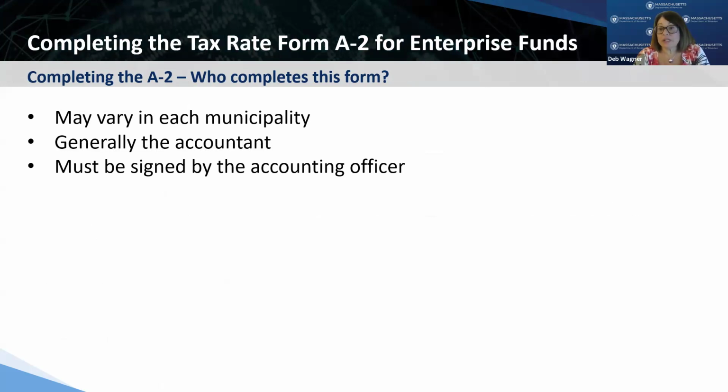So who completes the Form A2? Well, if you're a finance official, accounting finance officer here with us today, that would be you. And it varies in each municipality. Maybe somebody else completes the Form A2. It's generally the accountant, but it has to be signed by the accounting officer. We look for the accounting officer's signature on Form A2.